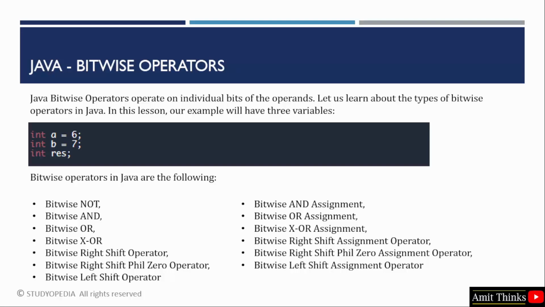So here are the common bitwise operators. In this lesson we will consider three variables, beginning with a is equal to 6, b is equal to 7, and a resultant variable. So these are decimal numbers. Here are the bitwise operators that we will discuss in this lesson, beginning with bitwise NOT.